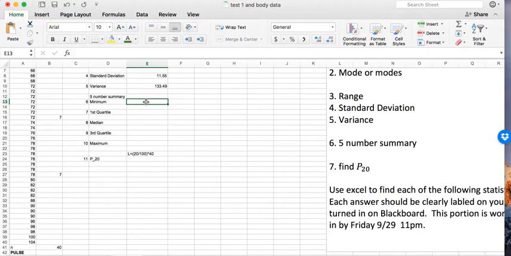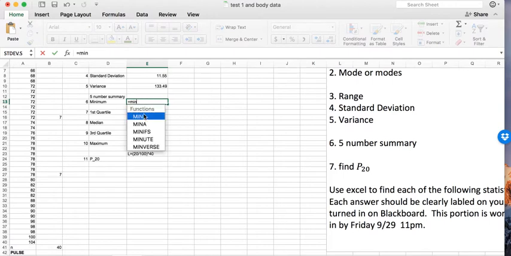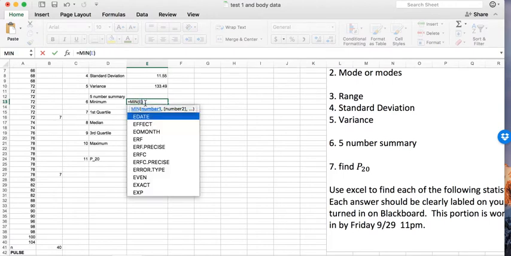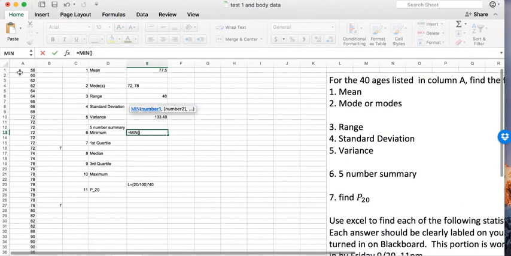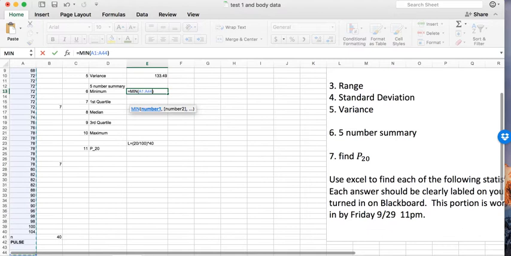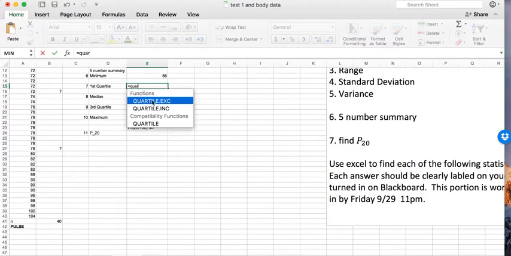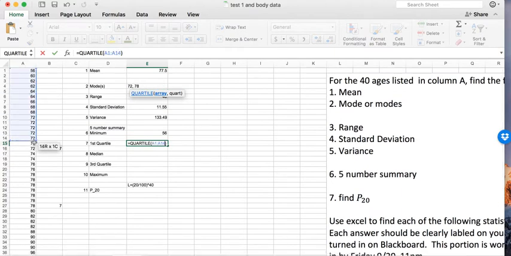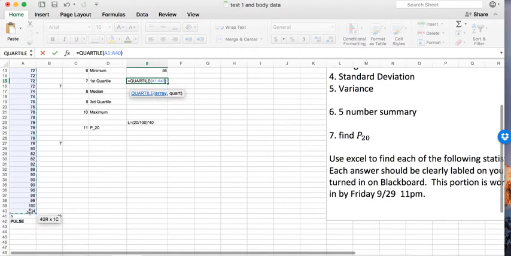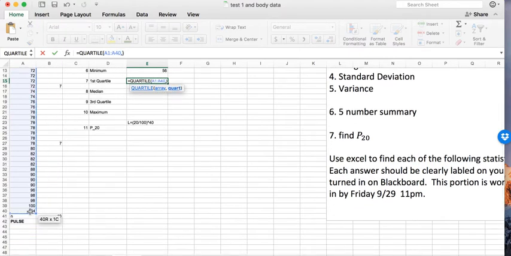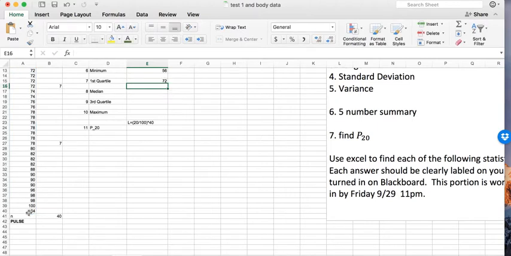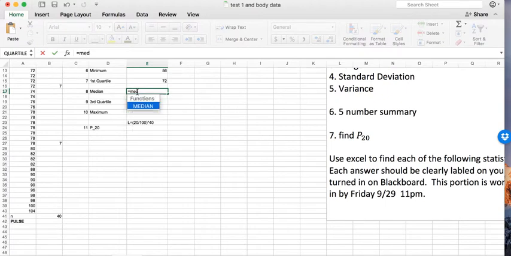We can find those. Minimum is going to be 56. The first quartile, we'll use the quartile function. Select our data first. Then comma and 1 for first quartile. The median, we can use the quartile 2 or the median function.